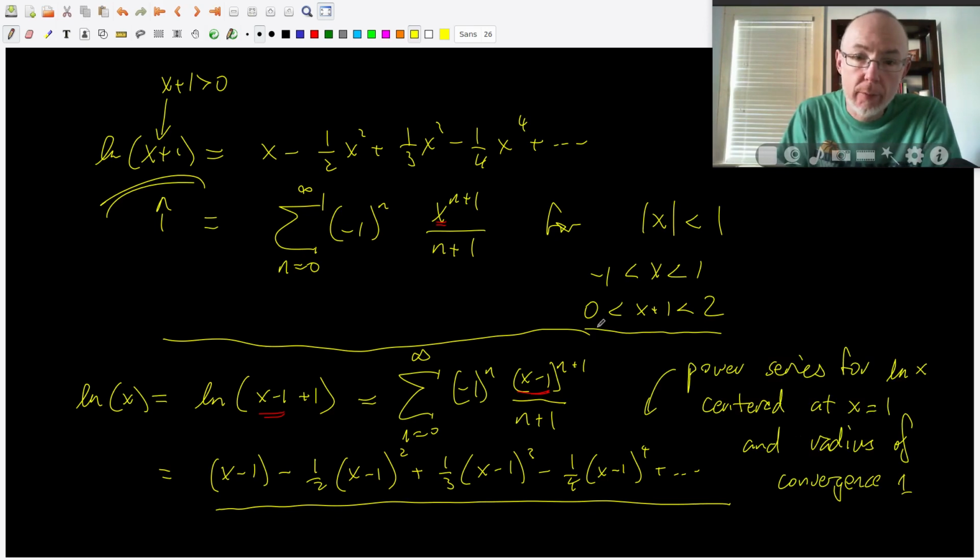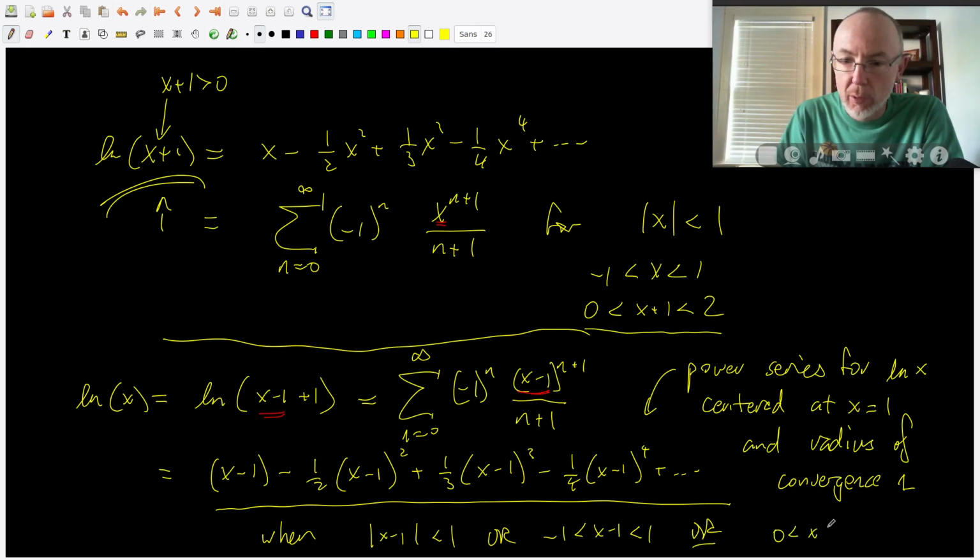And it's got a radius of convergence of 1, because we know that this thing is a power series representation for log, provided that the absolute value of, well, we've turned it into x minus 1, is less than 1, which means we're centered at 1 and have a radius of convergence of 1. Another way of writing that is x minus 1 is between minus 1 and 1. And another way of writing that is x is between 0 and 2. So we have a power series representation here, centered at 1, radius 1, for the natural log of x.